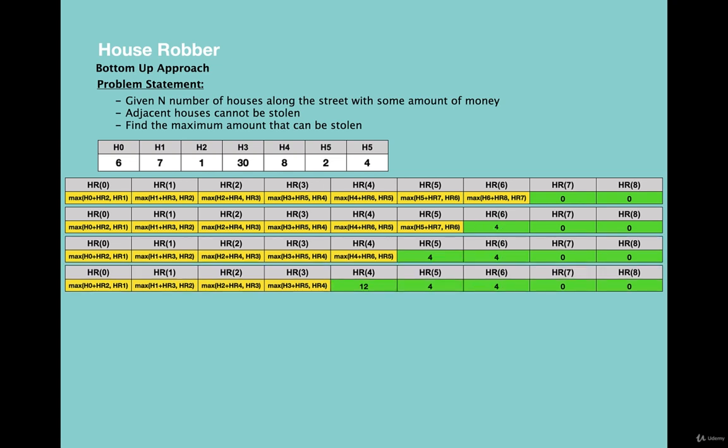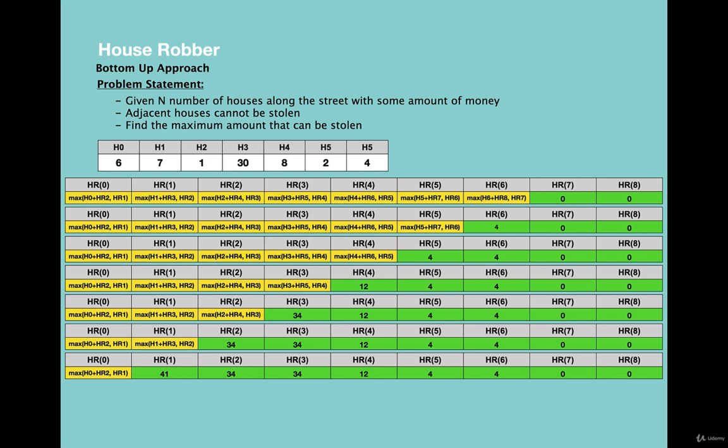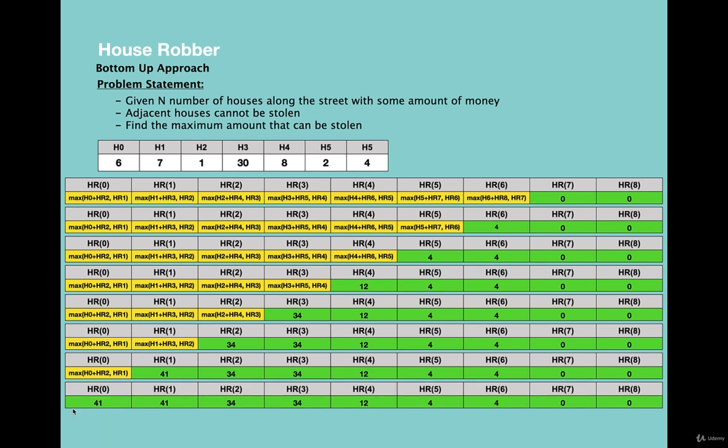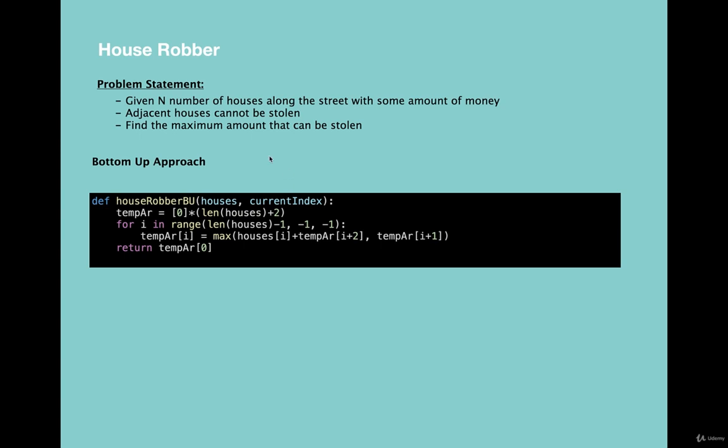Now based on these equations, it continues like this until we reach the final problem. So the final problem is 41. Now here you can easily see that we have started from the bottom problem and we have continued to the final problem. So this is the reverse order of the top-down approach. Now based on this logic, the solution of the bottom-up approach for house robber problem will look like this.